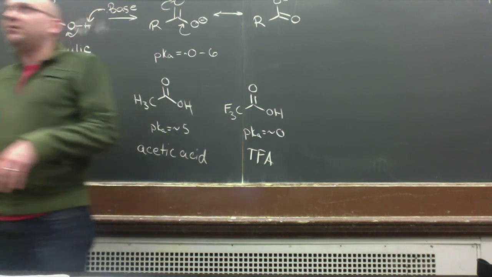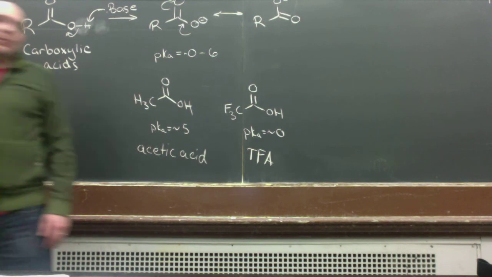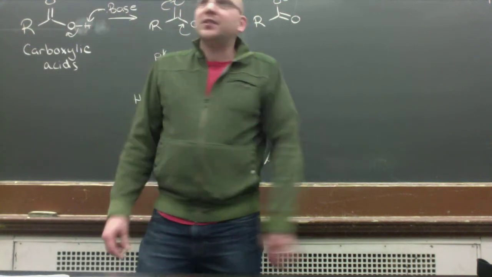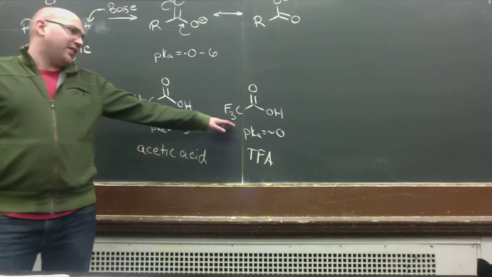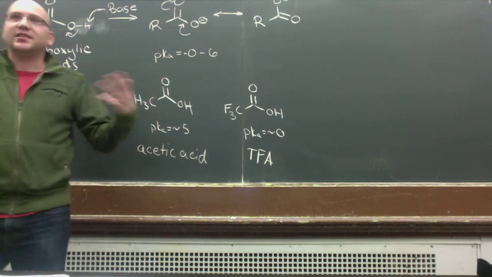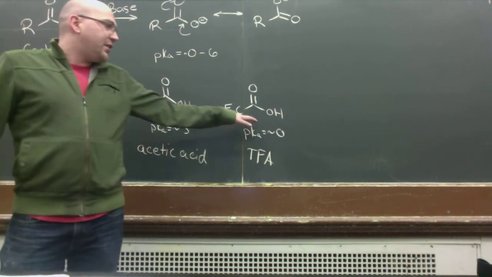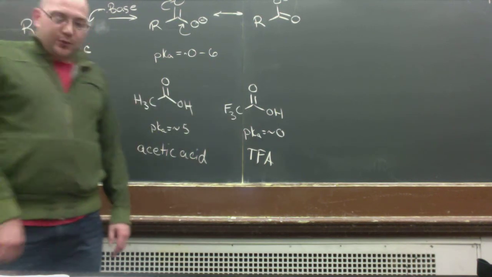TFA we'll see maybe later on when we start talking about proteins and peptides in particular. It's a really valuable acid in part because it's more acidic. It's also more volatile, even though it's heavier. Fluorine-containing molecules with carbon-fluorine bonds tend to be more volatile. What's nice about this is I think the boiling point is like 60 or 70 or somewhere in that range, whereas acetic acid is up over 100. And so you can actually rotovap this off. You can also use it as solvent, and it's pretty useful.